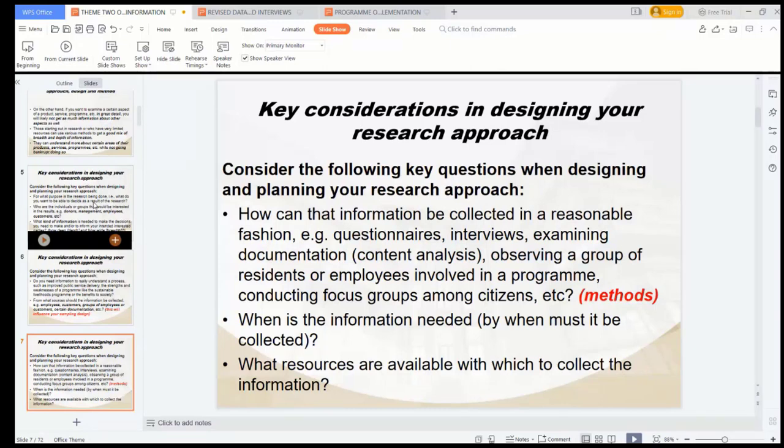What resources are available? In most cases, if it is an organization, they will always have a budget, and they might have budgeted for this at the beginning of the financial year, that this year we will do a survey on customer satisfaction so that we can improve our product.